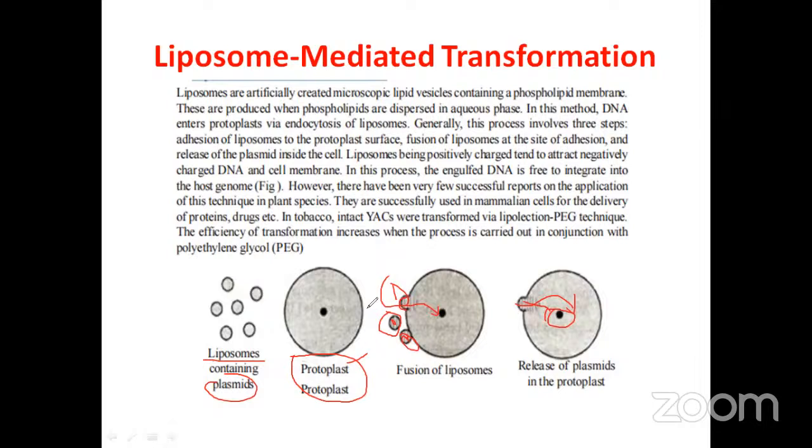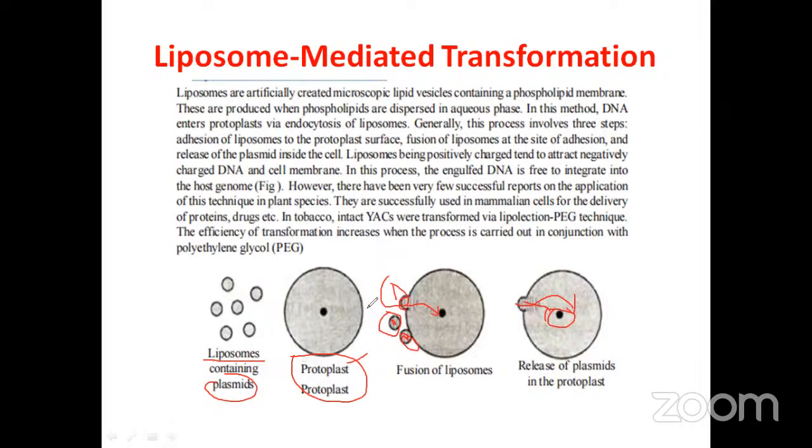Chemical gene transfer methods are mainly polyethylene glycol mediated transformation and, the second one, calcium phosphate mediated transformation. First, polyethylene glycol (PEG) mediated transformation is a method used to deliver DNA using protoplast as an explant. This PEG method only utilizes protoplast, only protoplast.